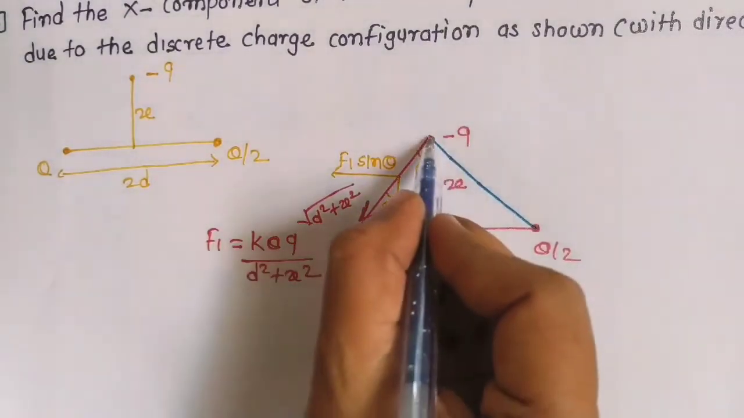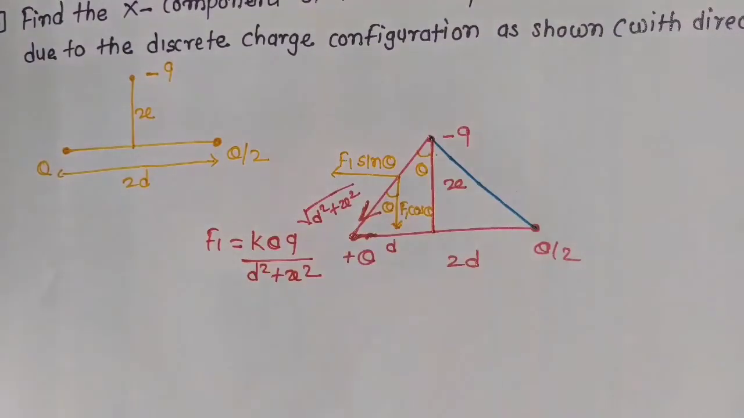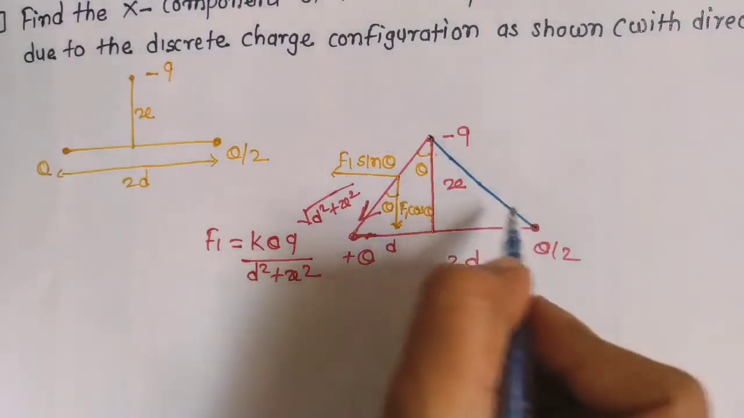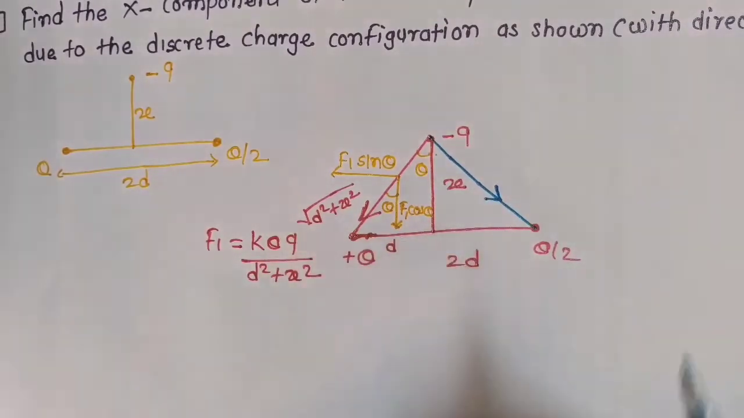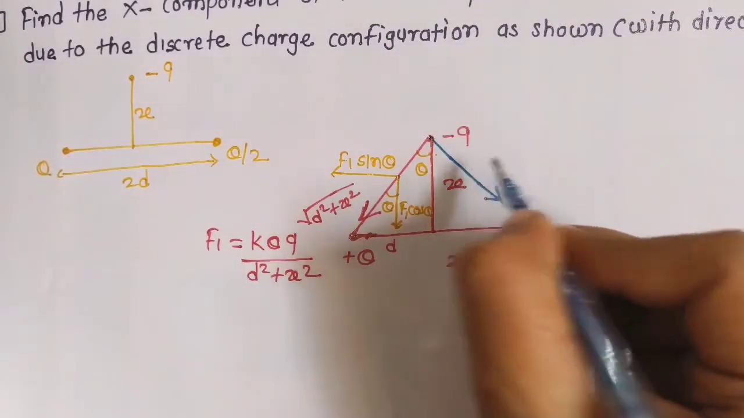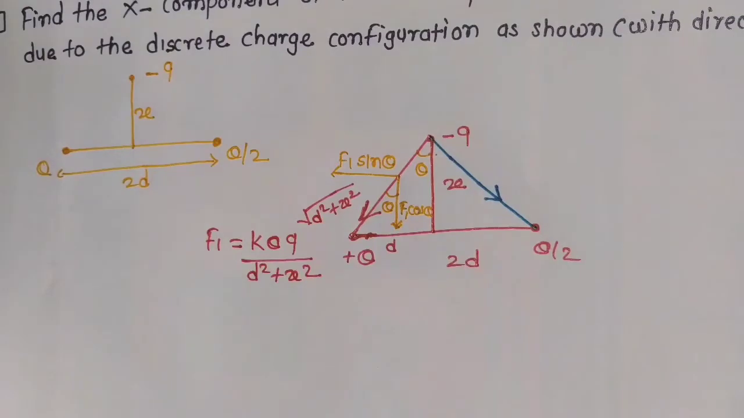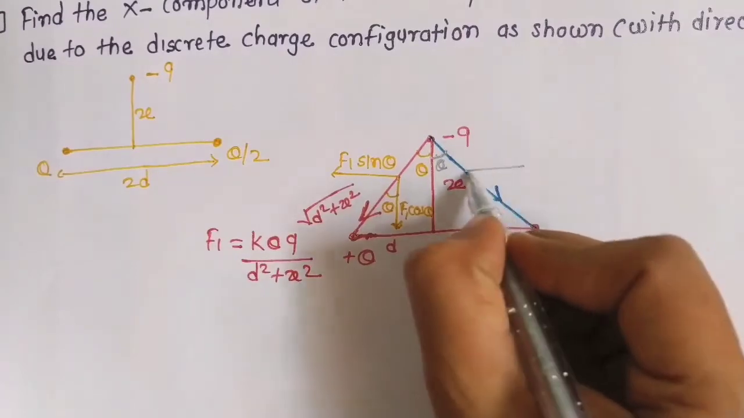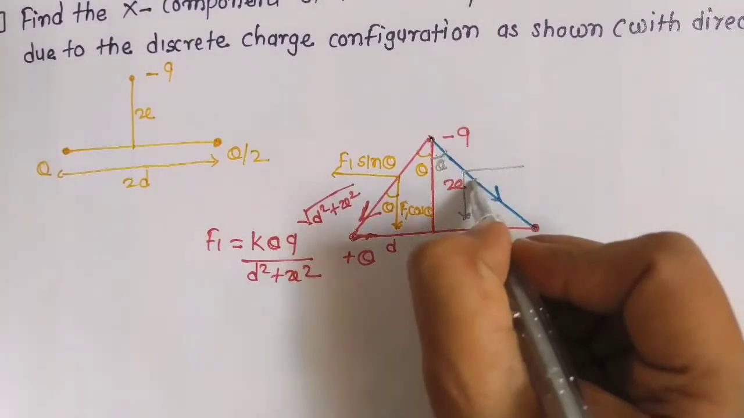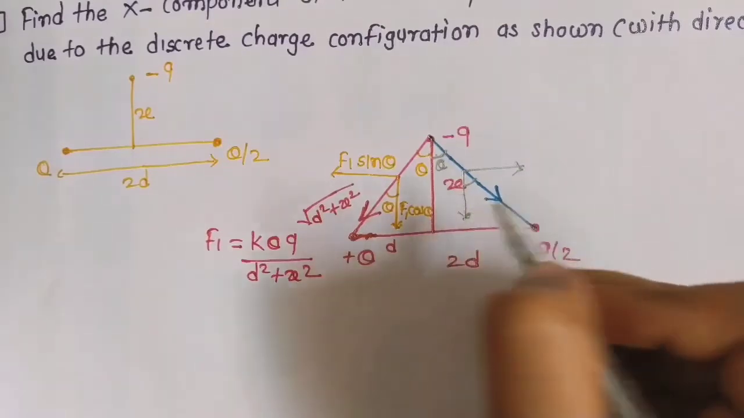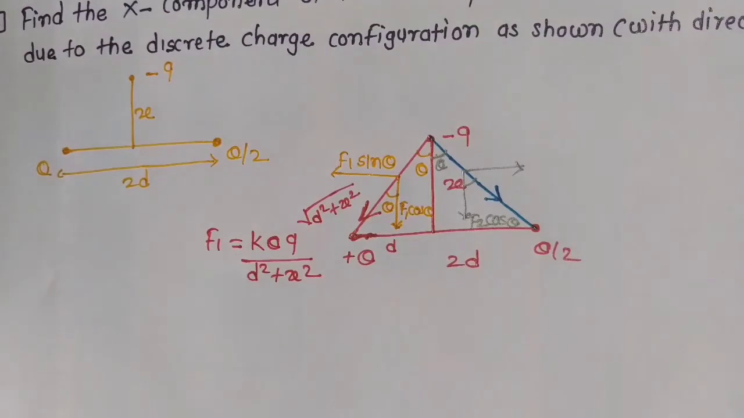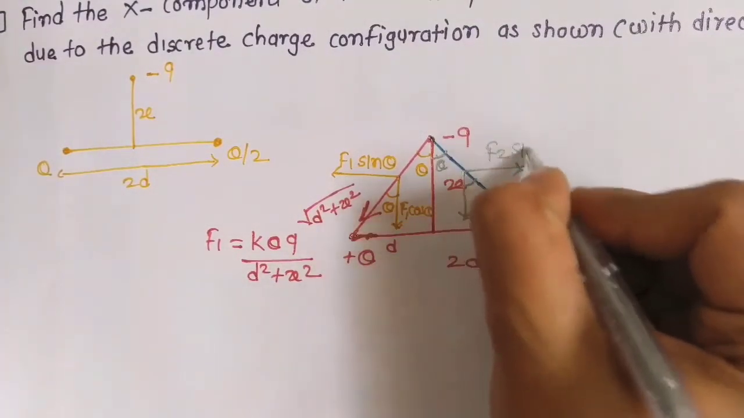Similarly, the force exerted due to the second charge q/2 on the charge minus q. Both charges have opposite polarity, so this is minus, this is plus. Therefore, they attract each other, and the direction of the force is towards the charge. So this direction, and the force is resolved into two components. This makes an angle theta. This is theta. So this is F2 cos theta and this is F2 sin theta.